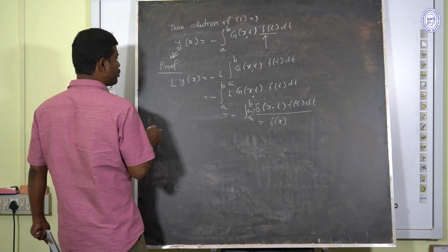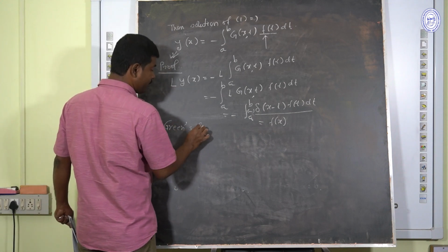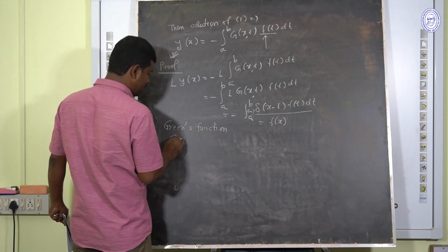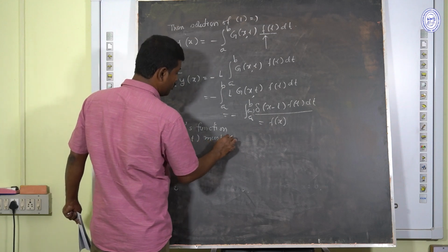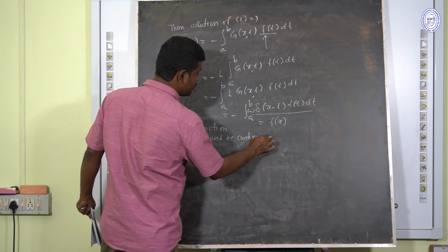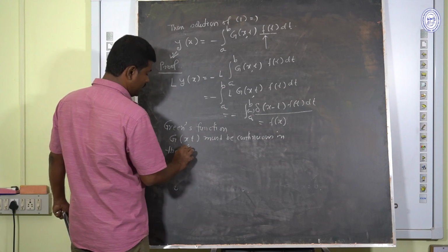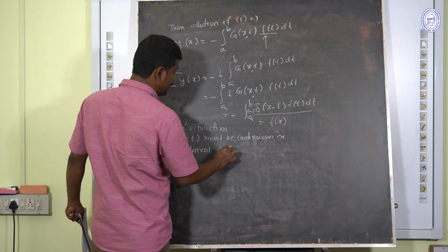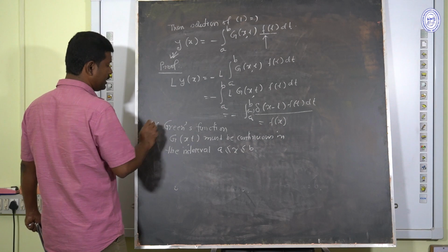And another important point is that Green's function G of x comma t must be continuous in the interval a less than or equal to x less than or equal to b. This must be continuous in the interval.